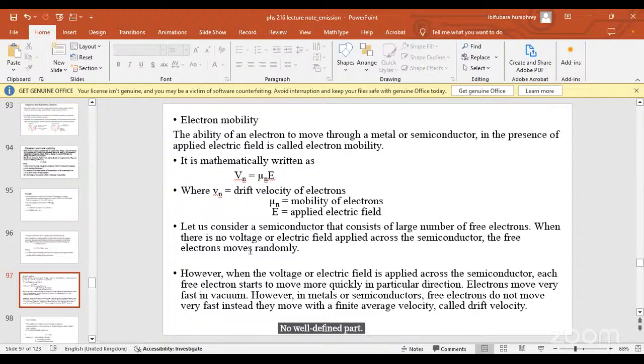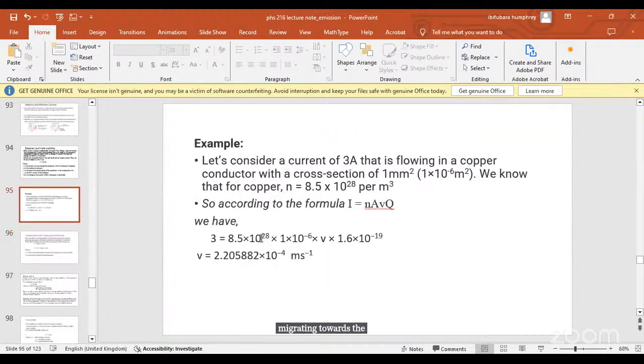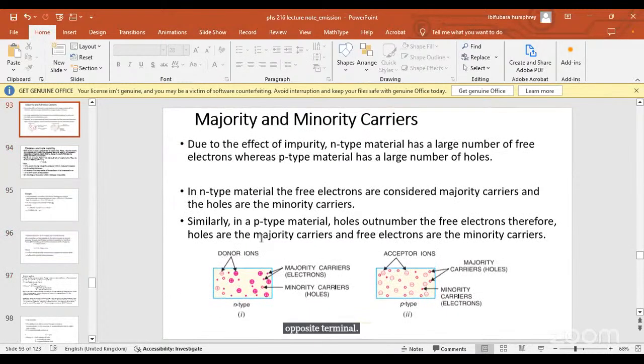However, when the voltage or electric field is applied across the semiconductor, you will just notice that the path in which the electron flows or moves will not be defined. They will all move in a straight line, migrating towards the opposite terminal. So that is what you see here.